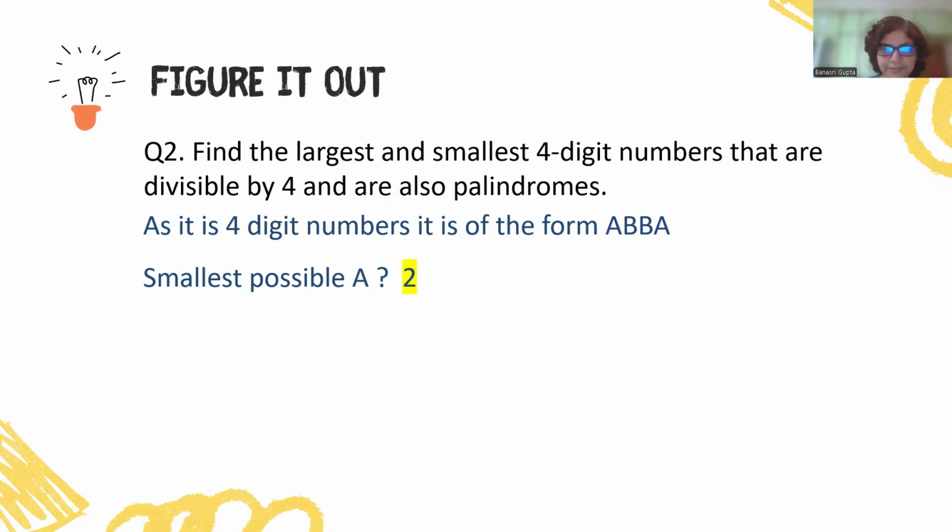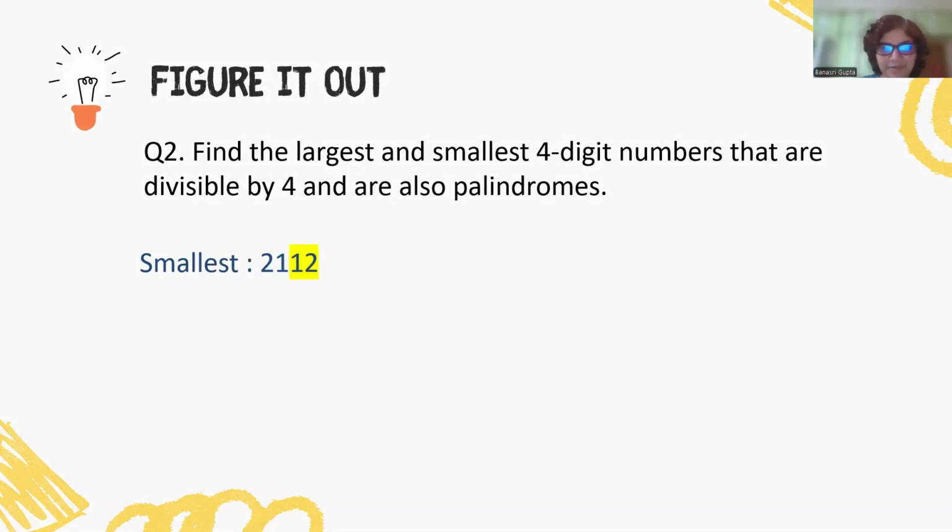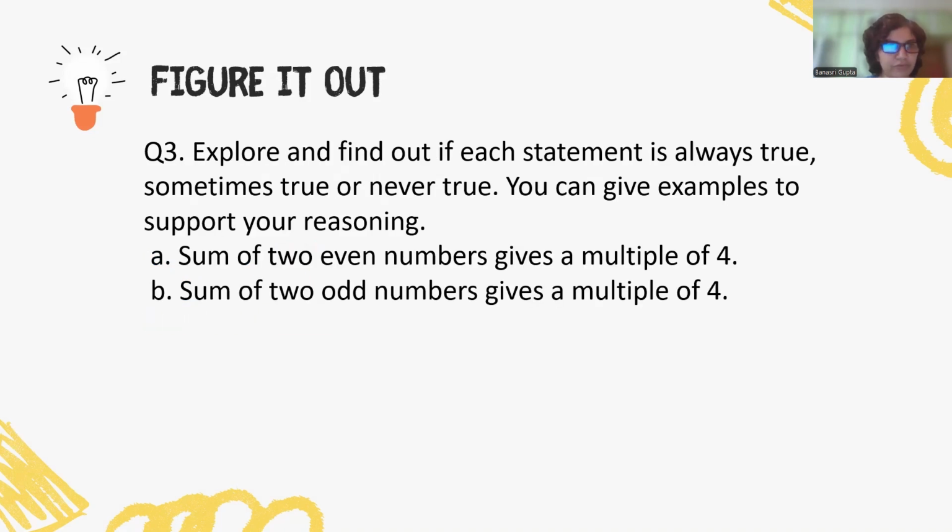Then what is the smallest possible B? B is 1 because if BA is 12, then AB is 21. So the number is 2112, because it is a palindrome: if we reverse it, it should read the same. So the largest number possible is 8888 and the smallest one is 2112. Both these are palindromes, both are divisible by 4. So that is it. Let's move on to the next one.